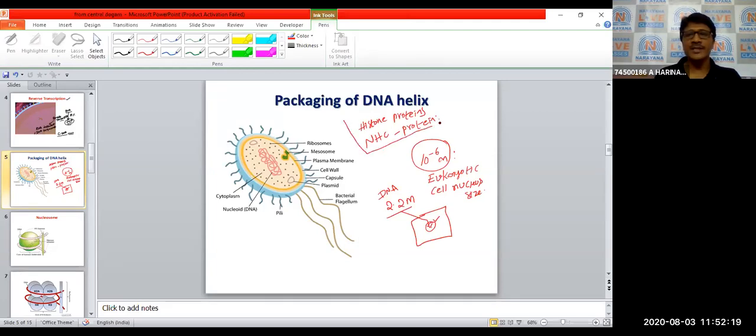So both histone proteins as well as non-histone proteins are involved in the packaging of DNA in the eukaryotic nucleus. NHC proteins, that is non-histone chromosomal proteins, are required for the higher level of packing. This is very important. What is required for the higher level of packaging of DNA? Non-histone chromosomal proteins.